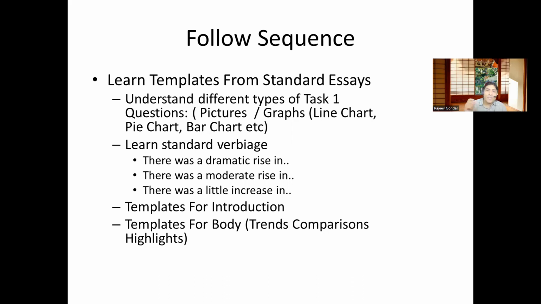So there are different types of questions, like you may get pictures, you may get graphs. Under graphs also, you may get line graph, pie chart, bar chart. On the pictures also, there might be just one picture which shows a cycle of events, like, you know, manufacturing clothes from cotton. So first cotton is sewn and then the raw cotton is used to make clothes. There are certain steps involved, so you have to talk about a cycle.